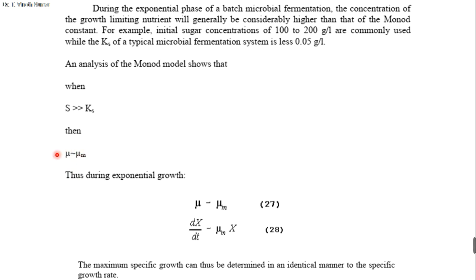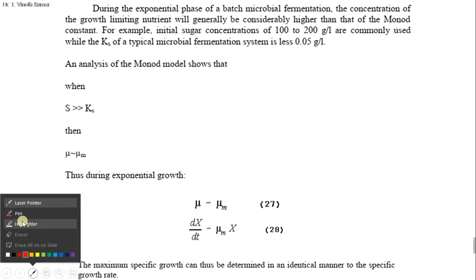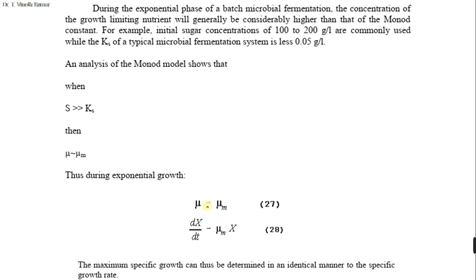So that is why we arrive at the value of mu m that is equal to mu. So during this exponential growth, mu is equal to mu m, it is not minus, and based on that, dx divided by dt is equal to mu m multiplied by x. So here this is not minus, students, and you have to be very careful, and I'll correct this one. So this is equal.